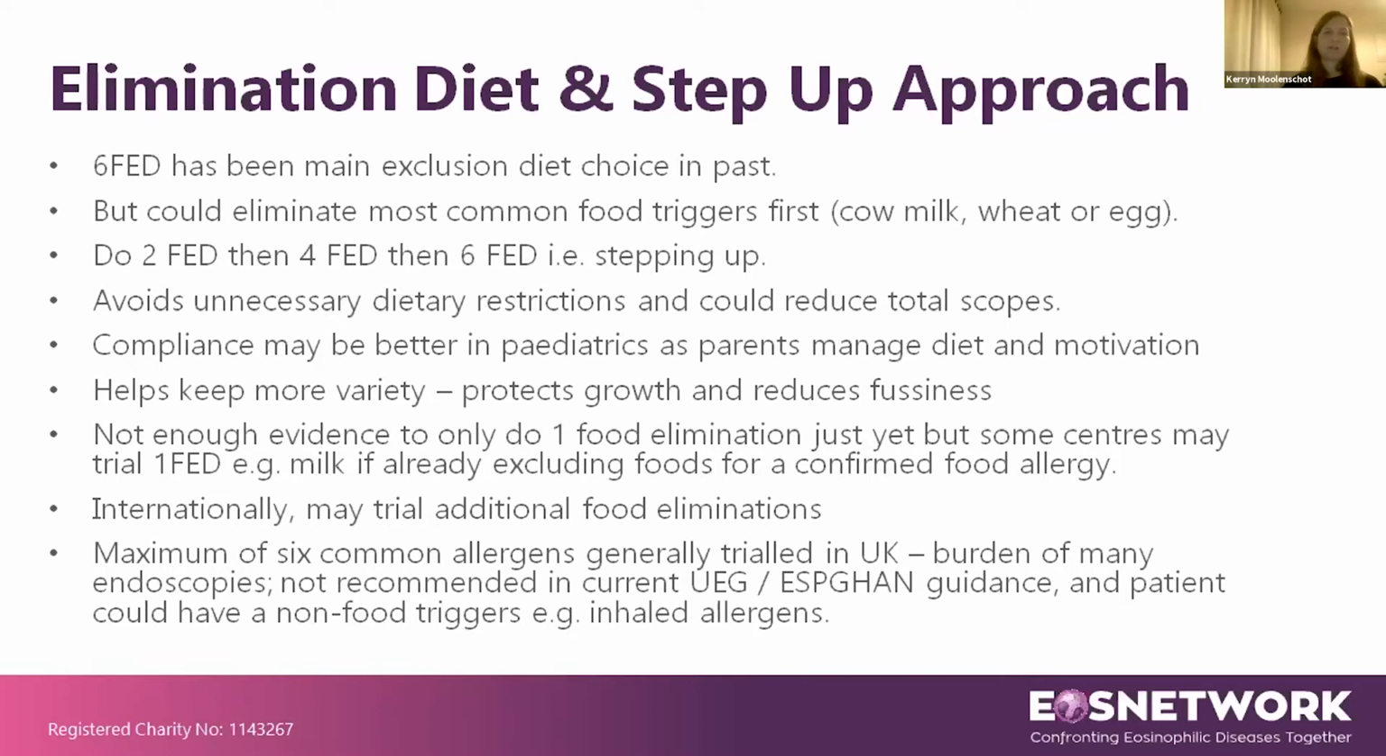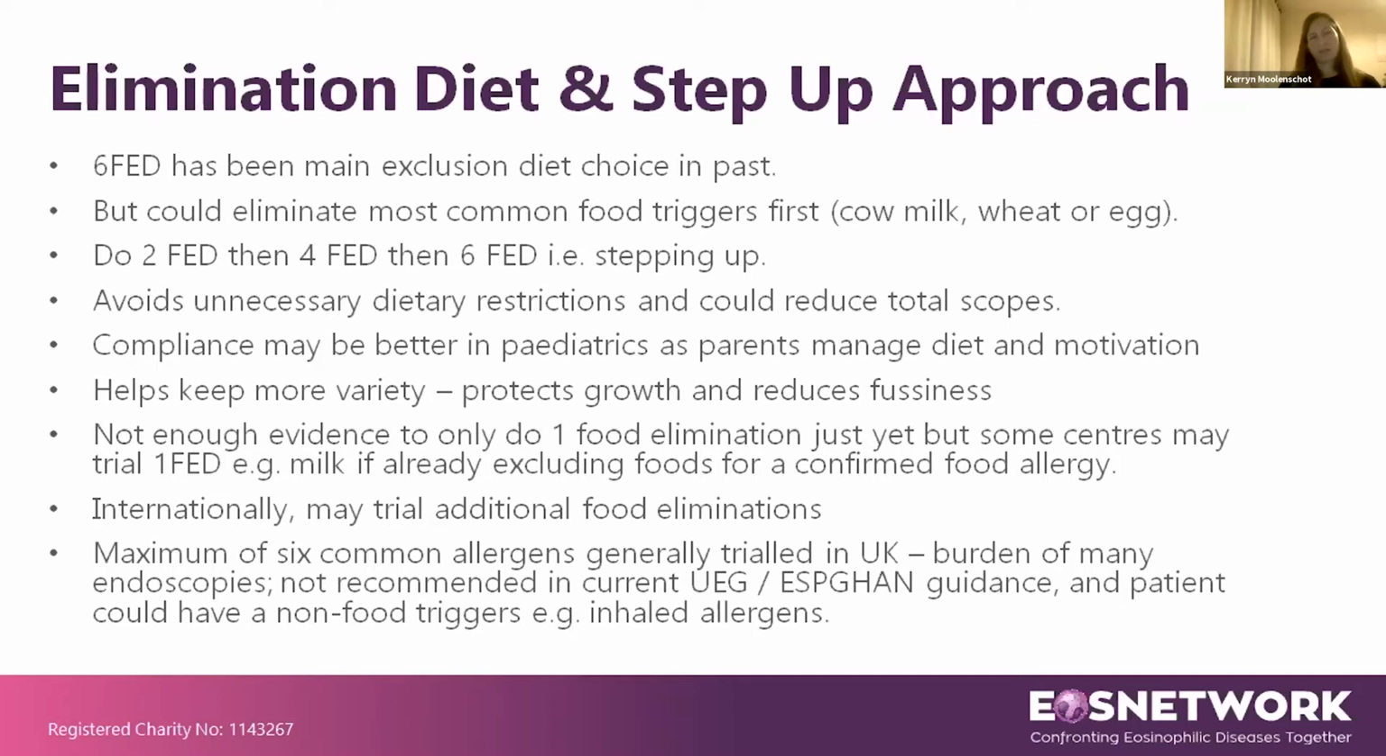So in theory, you could do a 2-food elimination diet first. Then if that doesn't induce remission, you could do a 4-food elimination diet. And then if that doesn't induce remission, then you go to a 6-food elimination diet. So you're stepping up the plan. So this approach avoids unnecessary dietary restrictions, as many patients only have 1 or 2 food triggers. And it also could potentially reduce the number of endoscopies the patient has.